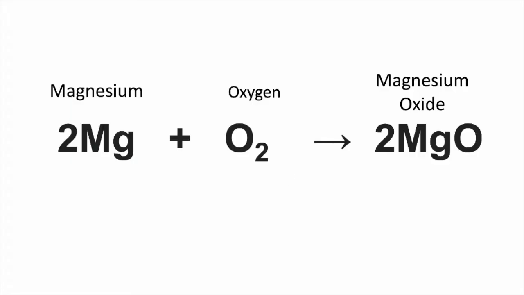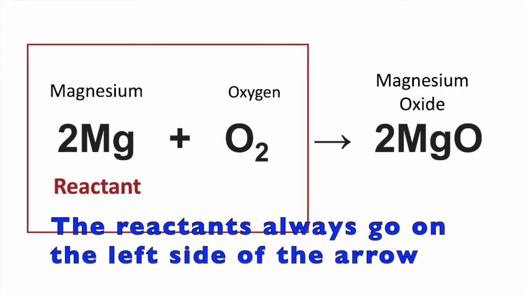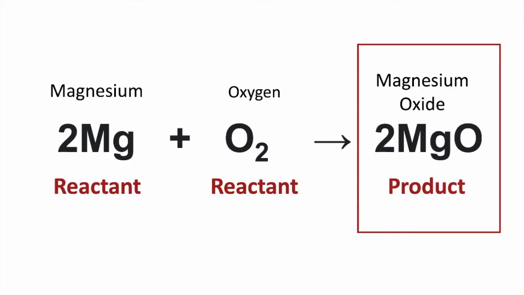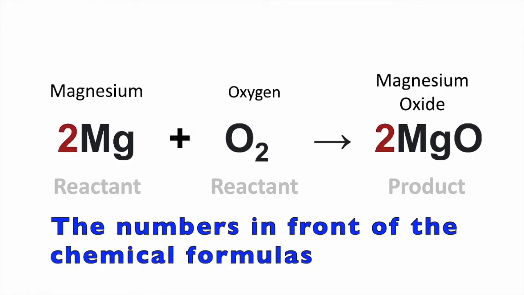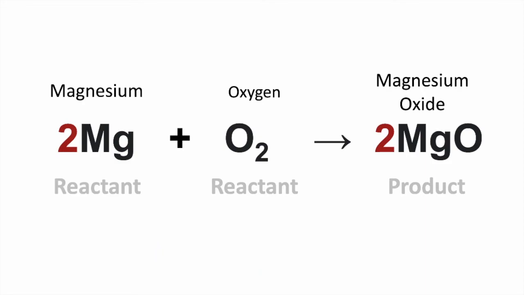When we write a chemical equation such as this one, the reactant or reactants always go on the left-hand side of the arrow. The product or products always go on the right-hand side of the arrow. If there is a plus, that tells us there is more than one reactant being combined or more than one product being made. The numbers in front of the chemical formulas tell you how many of each molecule there are in the chemical reaction, and these are called coefficients. And a single arrow tells us that the reaction goes in one direction.